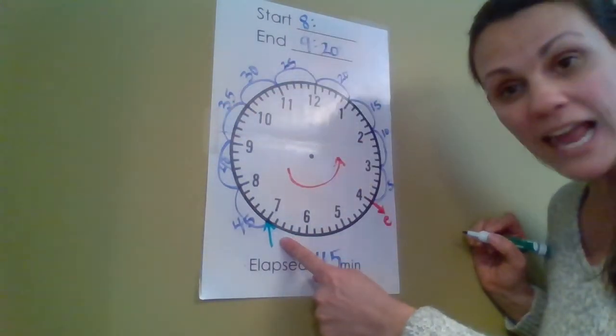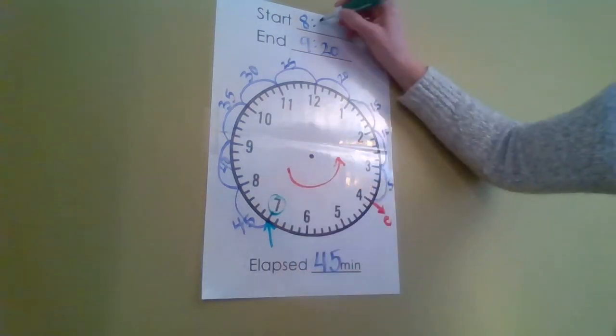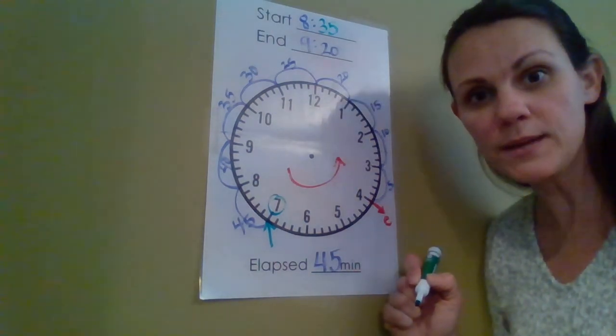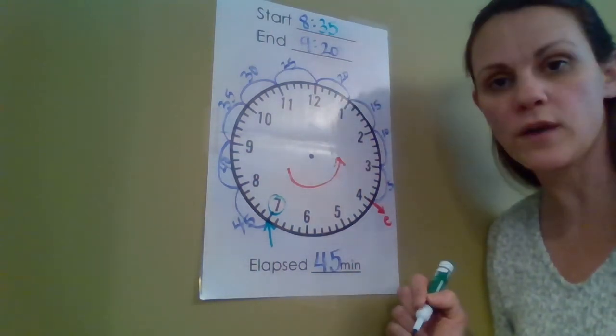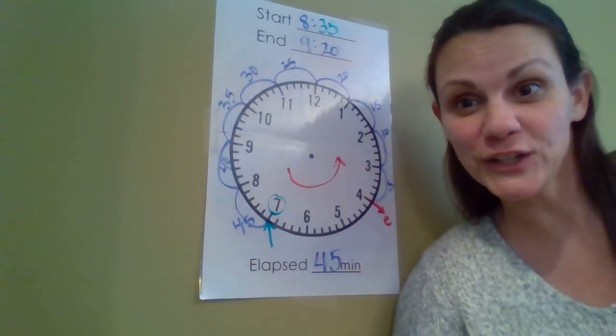So what time in the 8 o'clock hour is that? It's 8:35. 8:35 is our start time. 9:20 is our end time. 45 minutes is our elapsed time. Keep hanging in there. I bet you're having a good time.